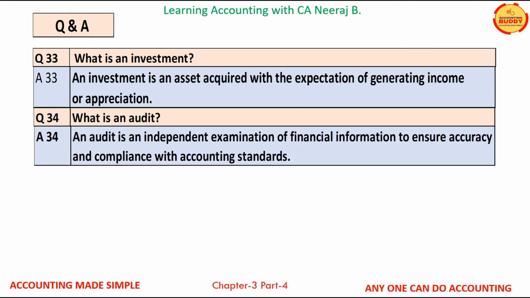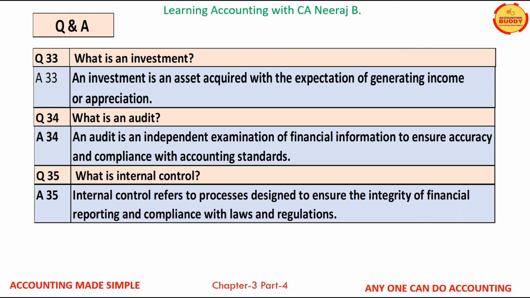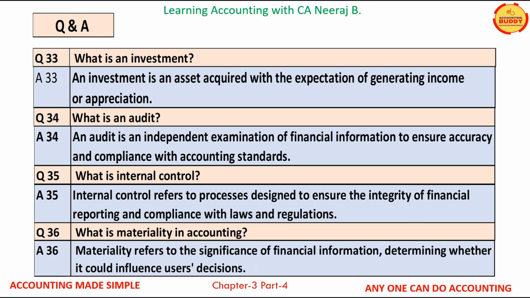The answer is, an audit is an independent examination of financial information to ensure accuracy and compliance with the accounting standards. Question number 35, what is internal control? The answer is, internal control refers to processes designed to ensure the integrity of financial reporting and compliance with the laws and regulations. Question number 36, what is materiality in accounting? The answer is, materiality refers to the significance of financial information determining whether it could influence users' decisions.